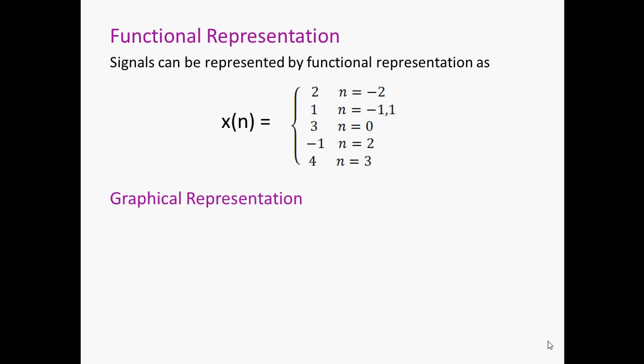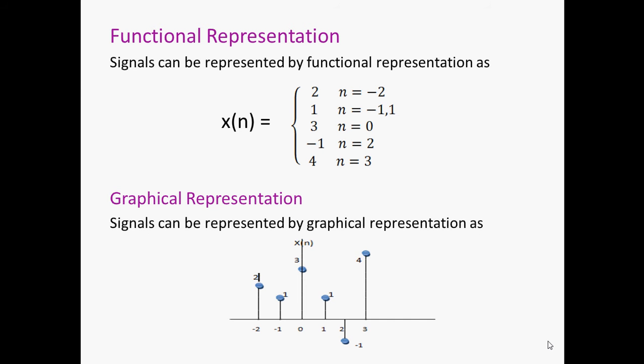The graphical representation. In graphical representation, the signals are represented in terms of a graph, with time period as the x-axis and amplitude on the y-axis. So for the same functional representation example, the graphical representation can be obtained here. The x-axis has the time period from -2 to 3, and its corresponding amplitude is given on the y-axis as 2, 1, 3, 1, -1 and 4.